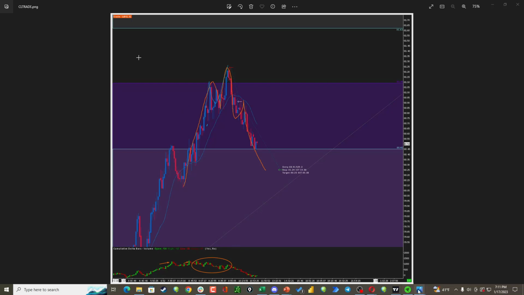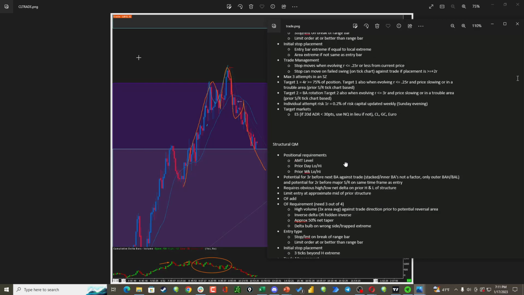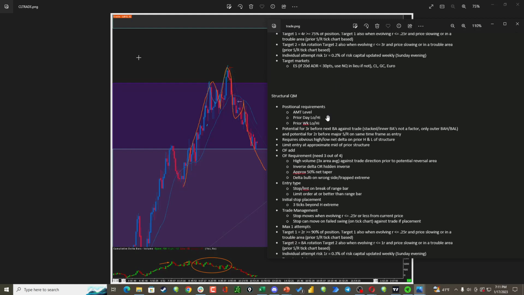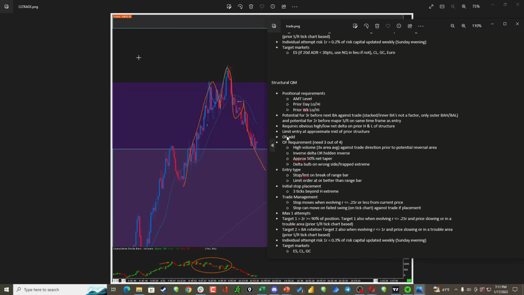Well, let's go back. 3 of the 4 need to be, well, that's the ASO. So let's see. It requires an obvious high-low net delta on prior higher low structure. Oh, okay, I see. So the high doesn't have a high in delta. So you're not getting a blow off, is what you're saying. You called it that, but that's fine. Yeah, I mean, highs need to match. If what I saw on those first two arrows happened in the head and the left shoulder, let's call it, I would have been in this trade. No doubt about it.